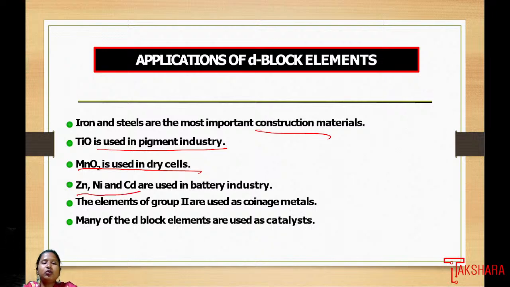Zinc, nickel and cadmium are used in battery industries. Then the elements of group 2 are used as coinage metals; they combine group 2 elements as an alloy and use them. Then many of the D block elements are used as catalysts. Most of the D block elements are used as catalysts.